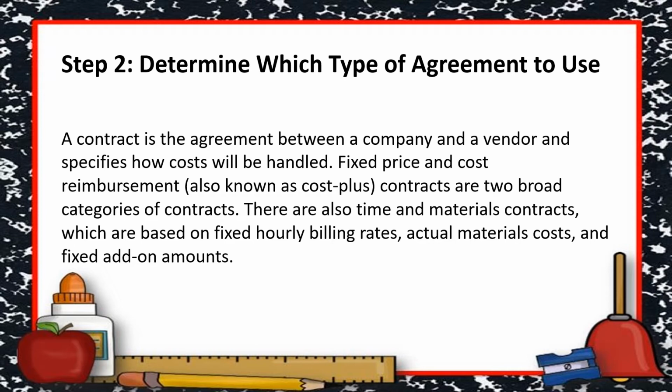There are also time and materials contracts, which are based on fixed hourly billing rates, actual materials cost, and fixed add-on amounts. In addition to the type of agreement, the specifics of the contract management details should be identified at this point. This generally includes the contract lifecycle management platform processes, including e-signature requirements, approvals, and post-signature management procedures.